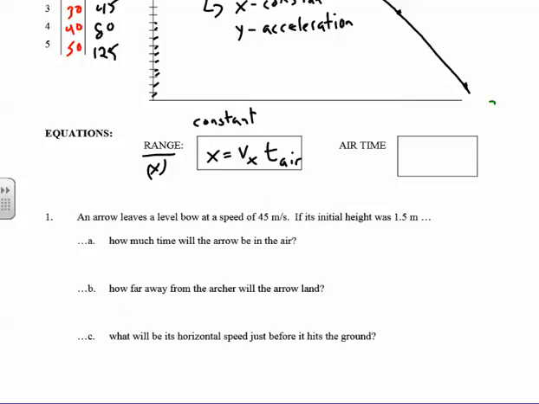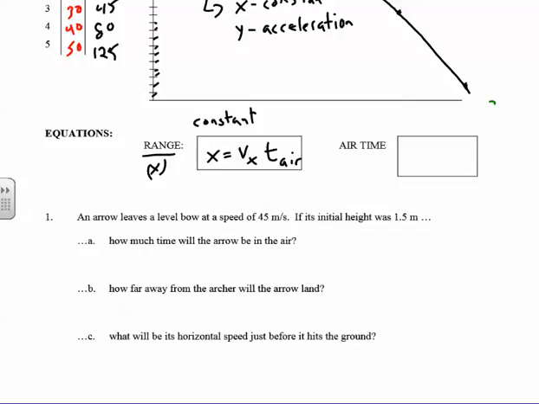In other words, range assumes that you've hit the ground sometime later. So if you take the amount of time in the air multiplied by how fast you're moving horizontally, and that's why you need the x subscript, then you've got the range. So it's pretty straightforward. The air time is a little bit more involved.